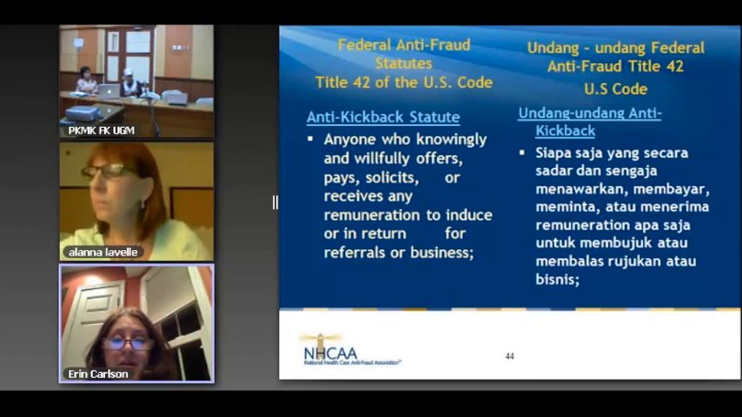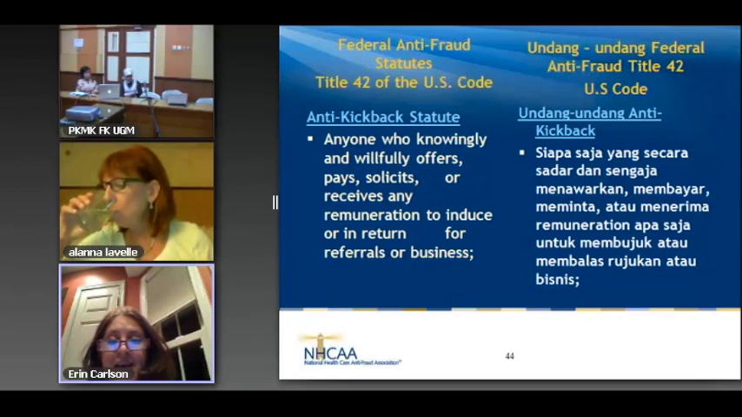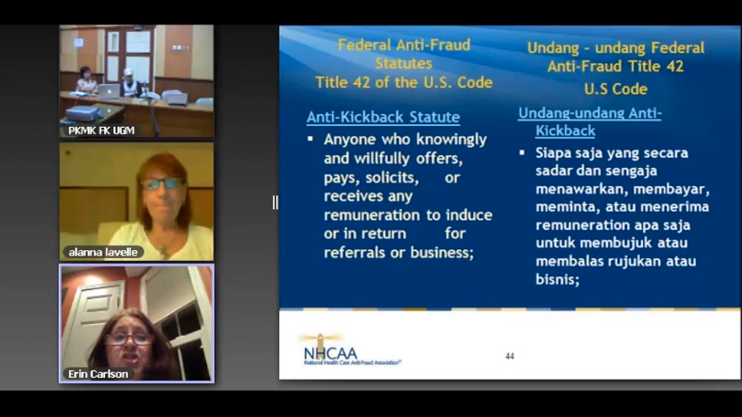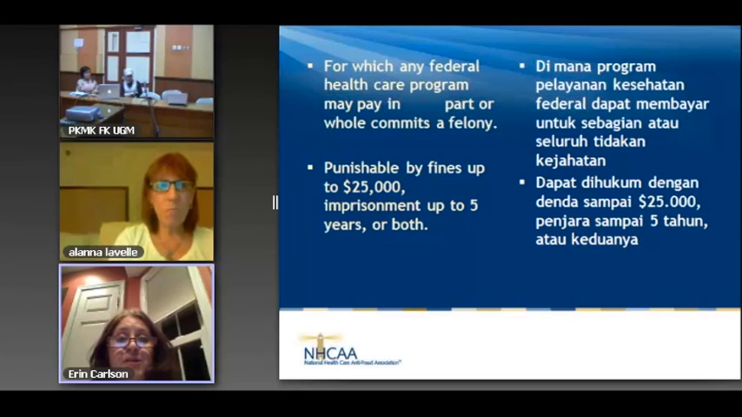It's anyone who knowingly and willfully offers, pays, solicits, or receives any remuneration to induce or in return for referrals or business for which, and then they've added some information about healthcare, for which any federal healthcare program may pay in part or whole is committing a felony. And these are punishable by fines as well as time in prison.